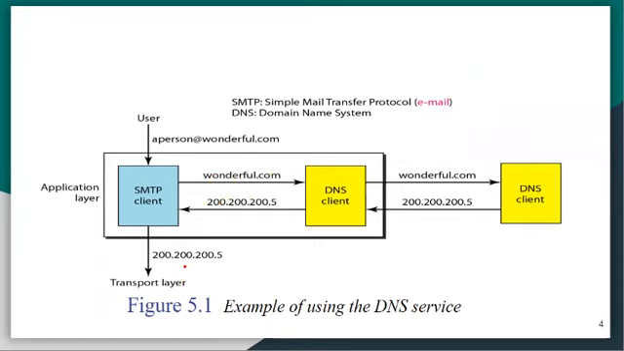The DNS client program, what will it do? There are a DNS client program and a DNS server program. The DNS client program will send a request to the DNS server program to map the email address to the corresponding IP address. So there is a mapping done by the DNS server so that you can match the email address to the IP address.